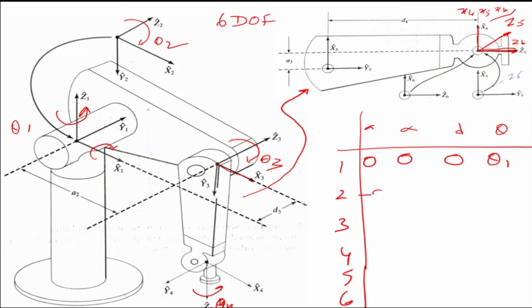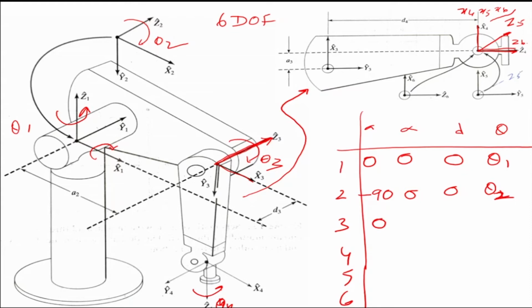So this is minus 90. Okay, this one is 0, 0. This is theta 2. Okay, the third one: where is the third axis? The third axis is here. Okay, that is my Z3. Now Z2 and Z3 are parallel, so there is no distance here.